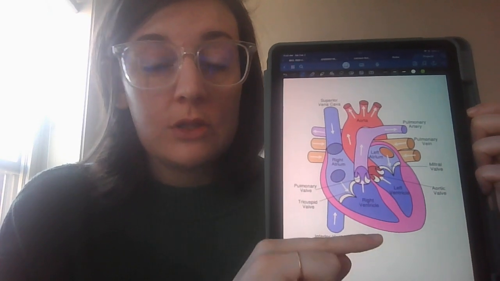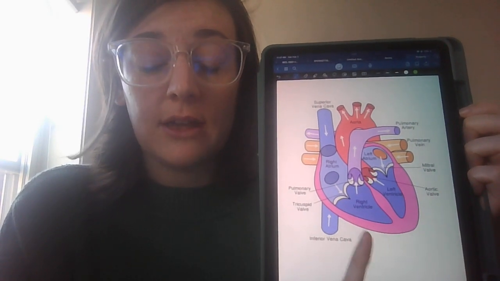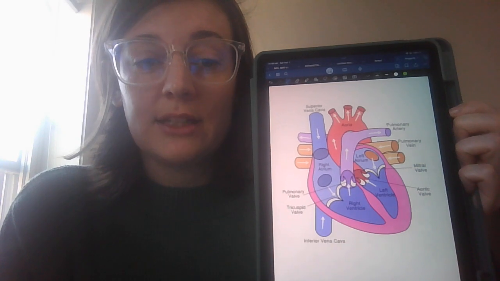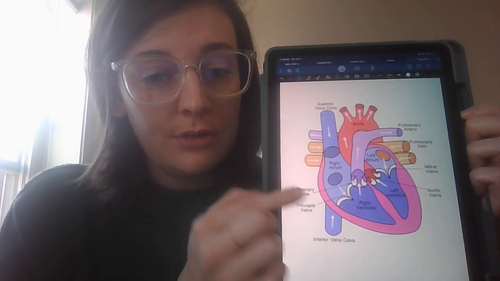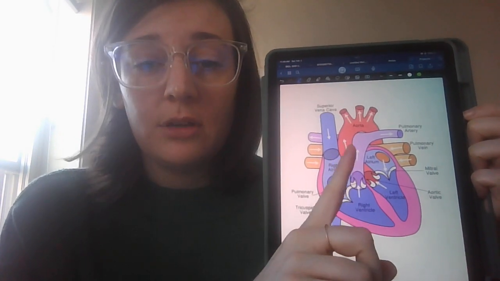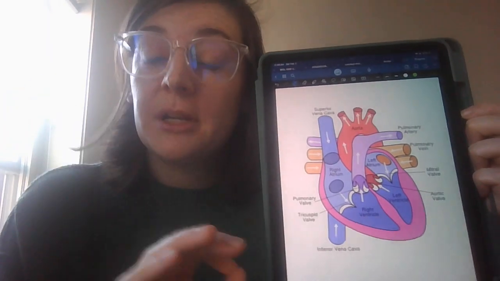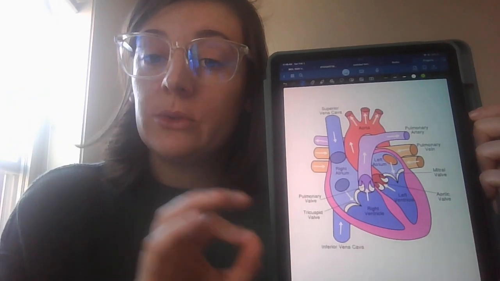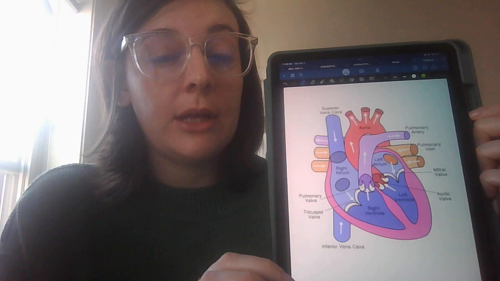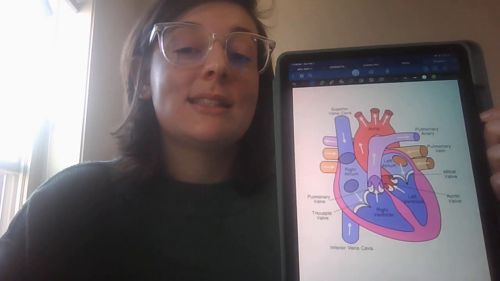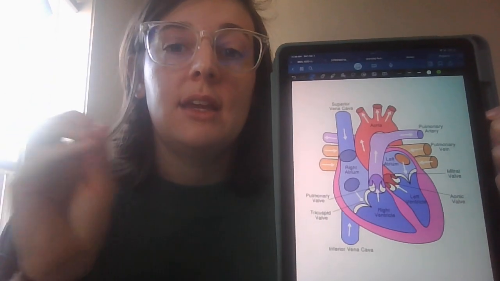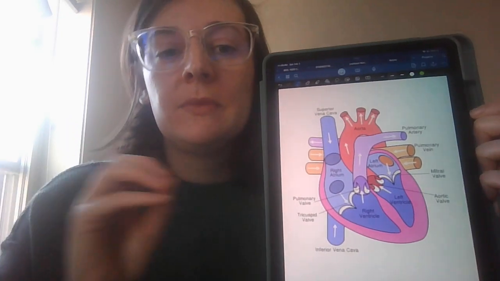It's going to go through the tricuspid valve into the right ventricle. The right ventricle is going to contract. It's going to send that blood up through the pulmonary valve into the pulmonary arteries. And the pulmonary artery is interesting because it is the only artery that's going to have deoxygenated blood. But it's still an artery because it's sending blood away from the heart. So I like to think A for artery, A for away.